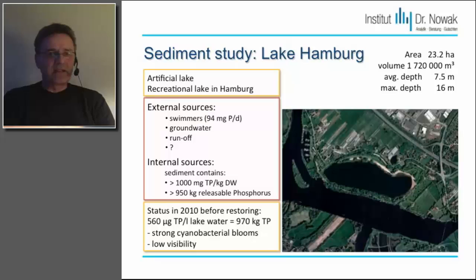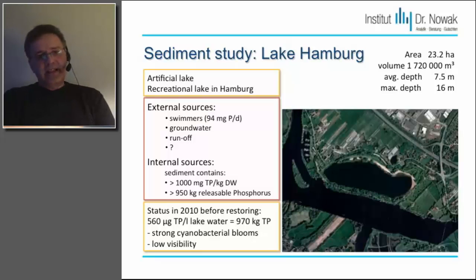The sediment contains more than 1 gram total phosphorus per kilogram dry weight. That means more than 950 kilograms of phosphorus is releasable. Before we restored it, we had 560 micrograms total phosphorus per liter of lake water. That is almost 1 ton of total phosphorus in the water body, and that leads, of course, to strong cyanobacterial blooms, very low visibility and swimming bans.